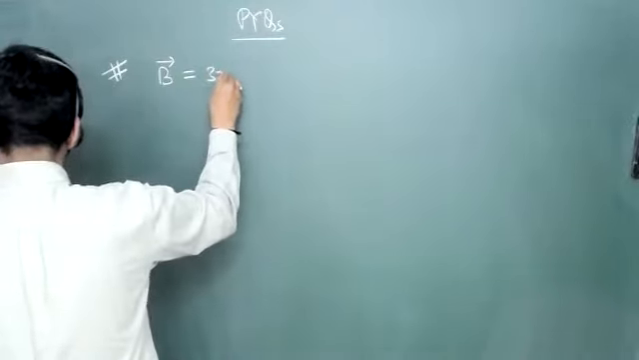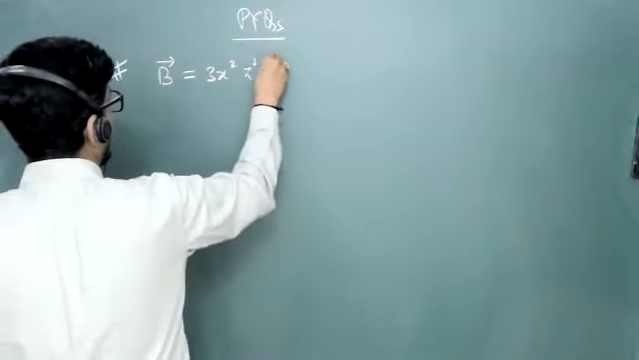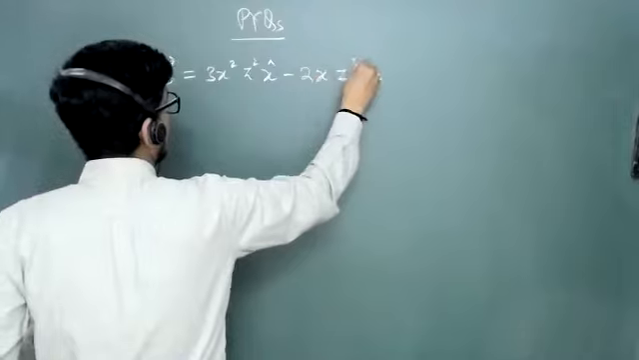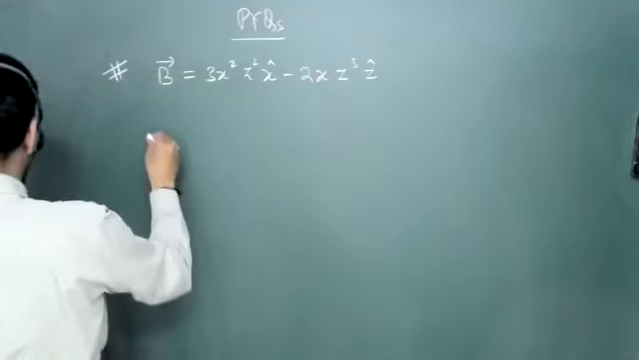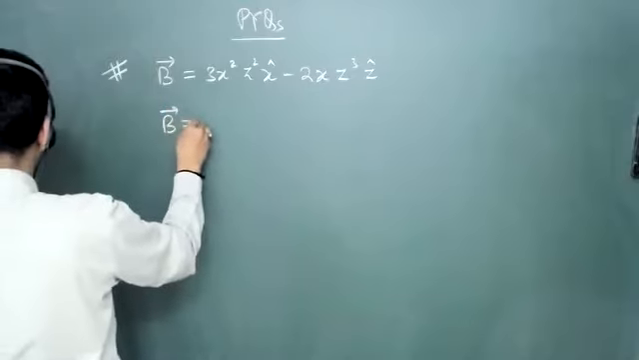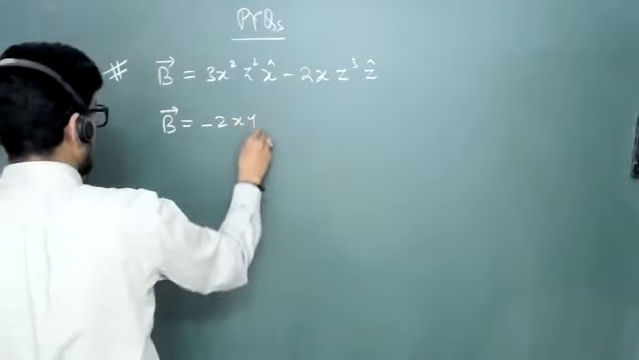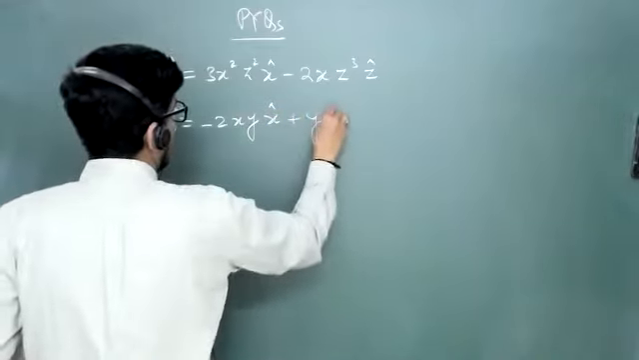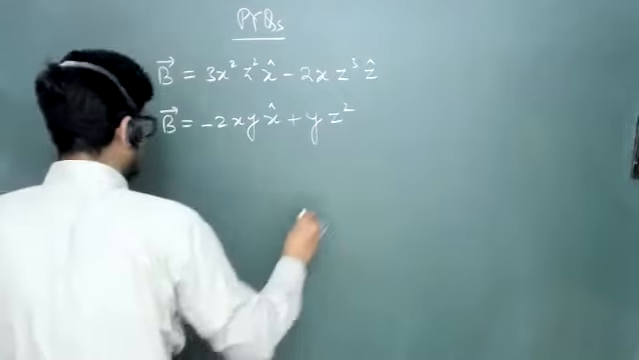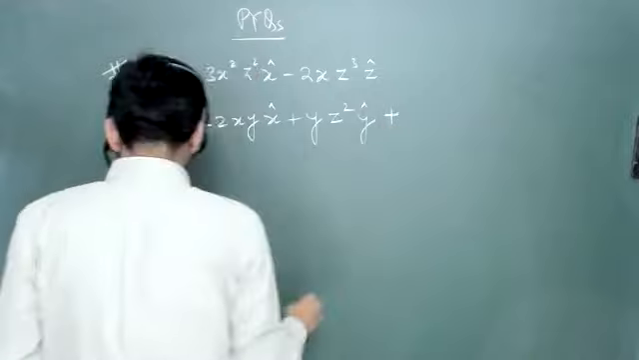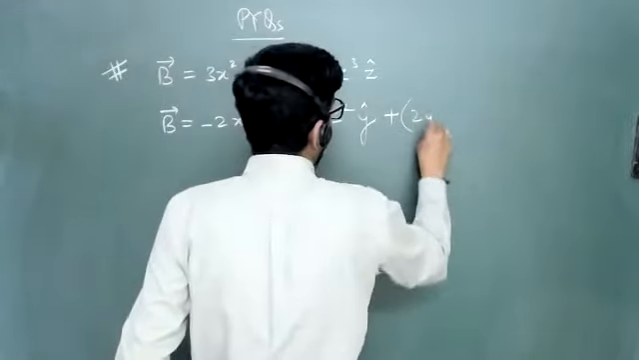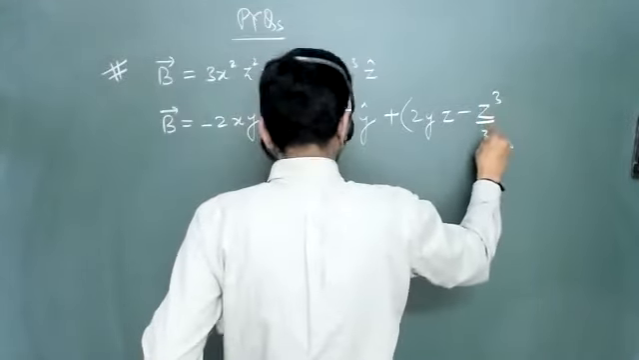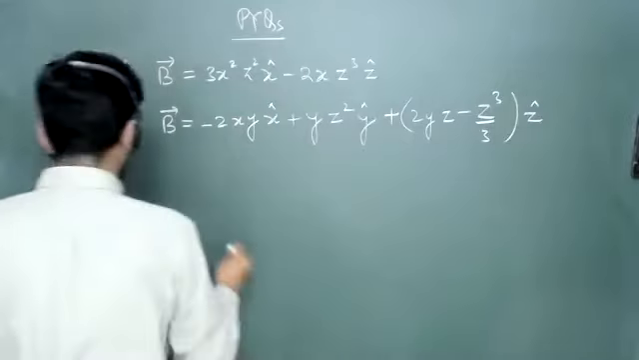It is 3x square z square x cap minus 2x z cube z cap, and another profile is B is equal to minus 2xy x cap plus y z square y cap plus 2yz minus z cube by 3 z cap.